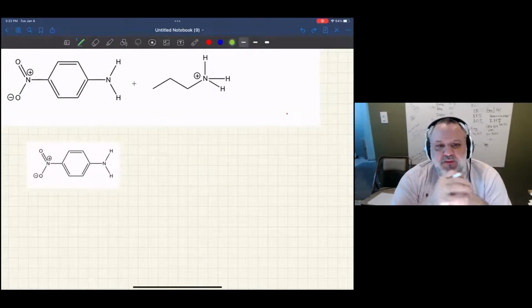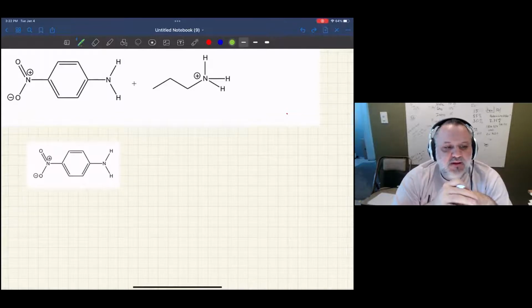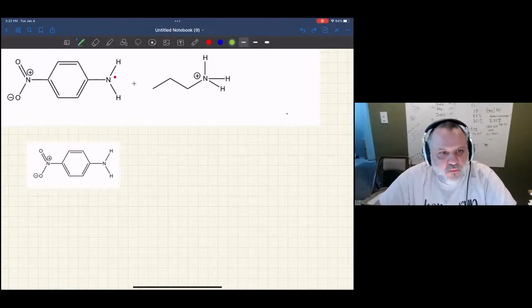Okay, so we need to predict the products. We need to draw an arrow representing the mechanism, and we need to predict the direction of the equilibrium. So there's some stuff that we need to do here, and this one's a pretty big challenge. So what about the products?